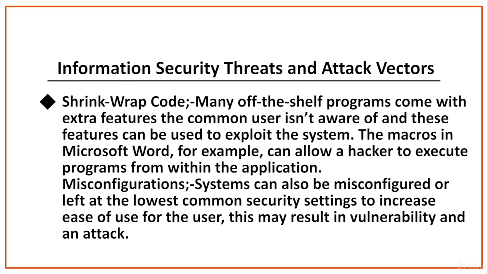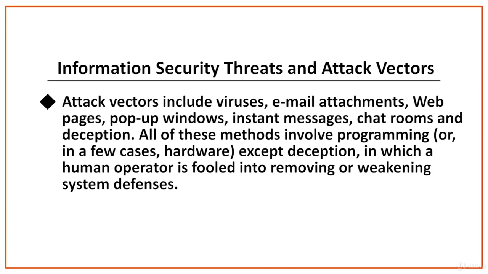application. Misconfiguration. Systems can also be misconfigured or left at the lowest common security settings to increase ease of use for the user. This may result in vulnerability and an attack. Attack vectors include viruses, email attachments, web pages, pop-up windows, instant messages, chat rooms, and deception. All of these methods involve programming or, in a few cases, hardware, except deception, in which a human operator is fooled into removing or weakening system defenses.